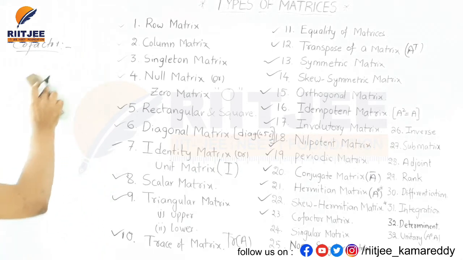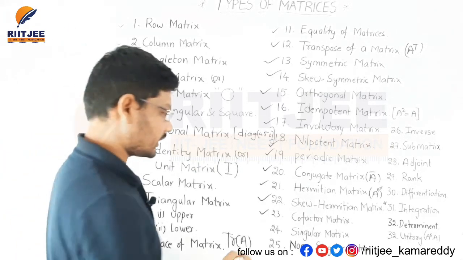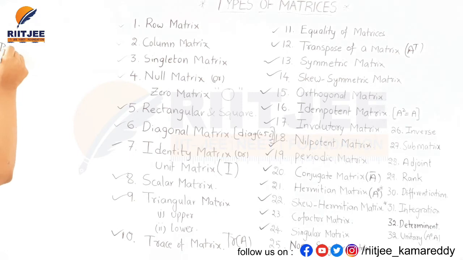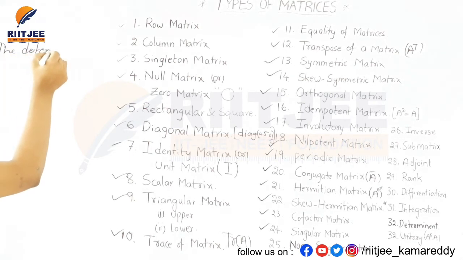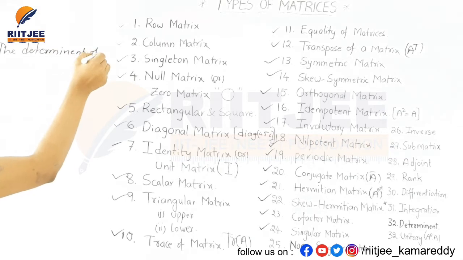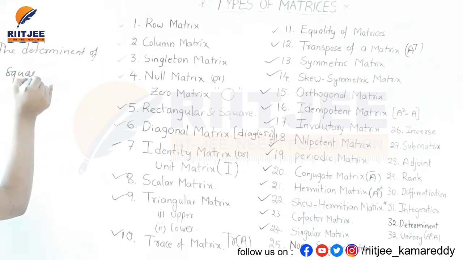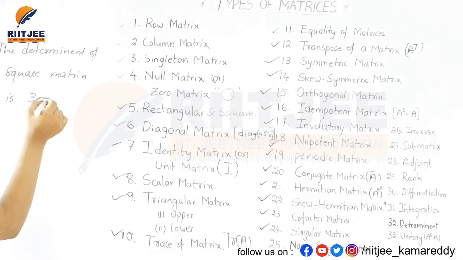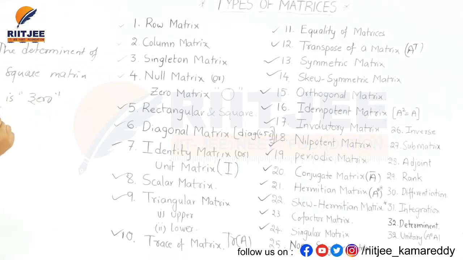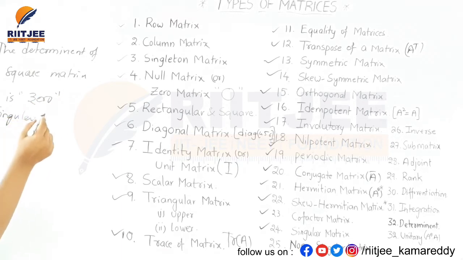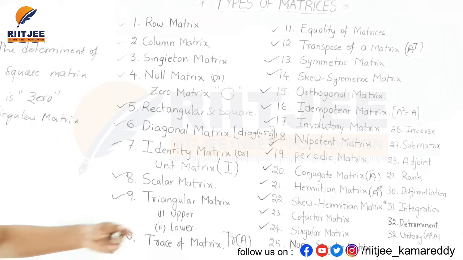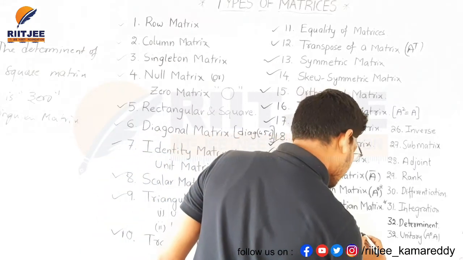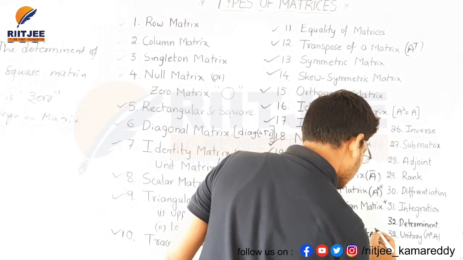And the next type of matrix is singular matrix. Singular matrix is nothing but, if the determinant of a square matrix is 0, then it is called a singular matrix. That is nothing but det of A is equal to 0.